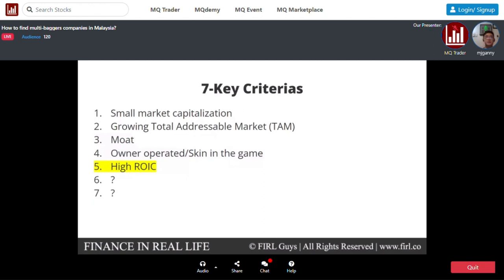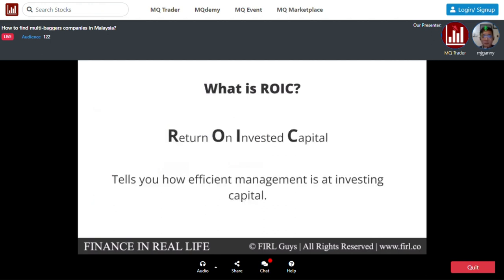So this is a little bit technical. I will not get into the super technical part of this, but it's a very important ratio that I and my research team always talk about, and that is ROIC. It's called return on invested capital. So what in the world is this formula or this criteria, and why is it important? To cut a long story short, it tells you how efficient the management is at managing and investing capital. So obviously, the higher it is, the more efficient the management is.